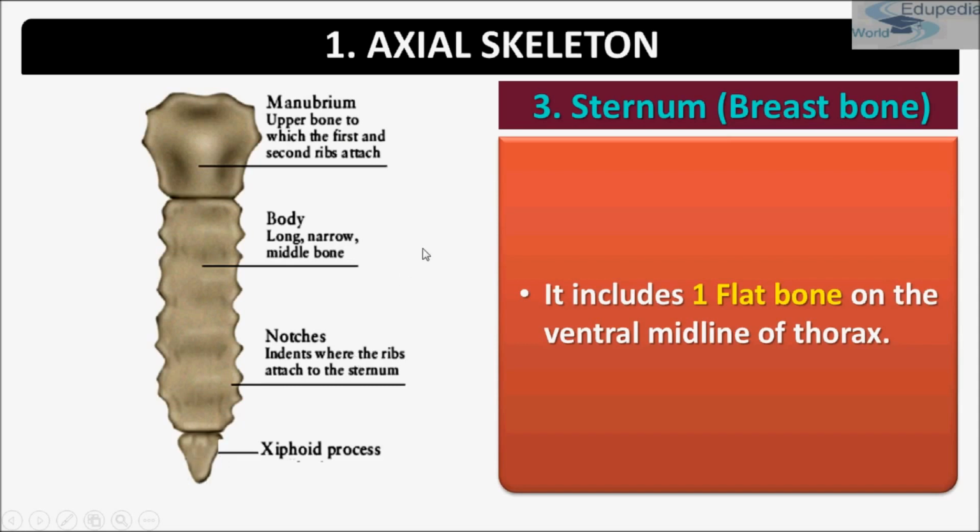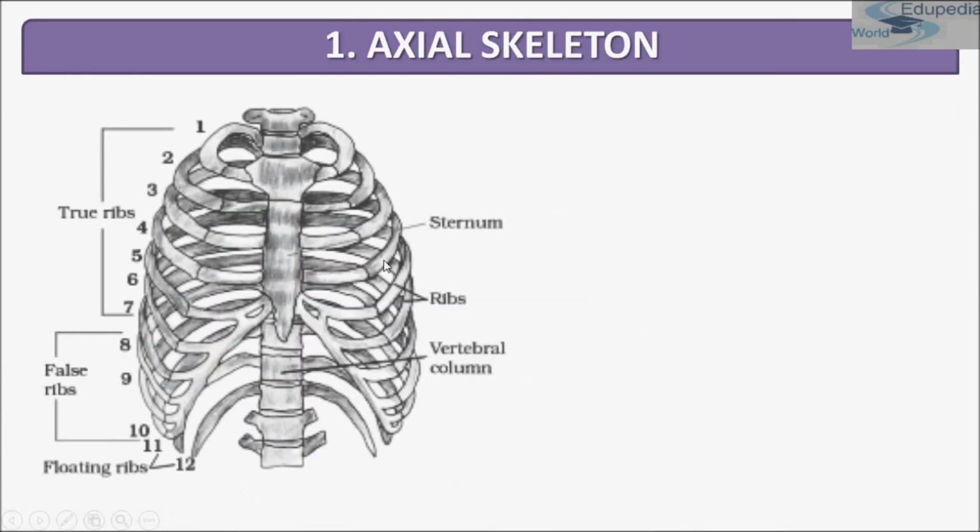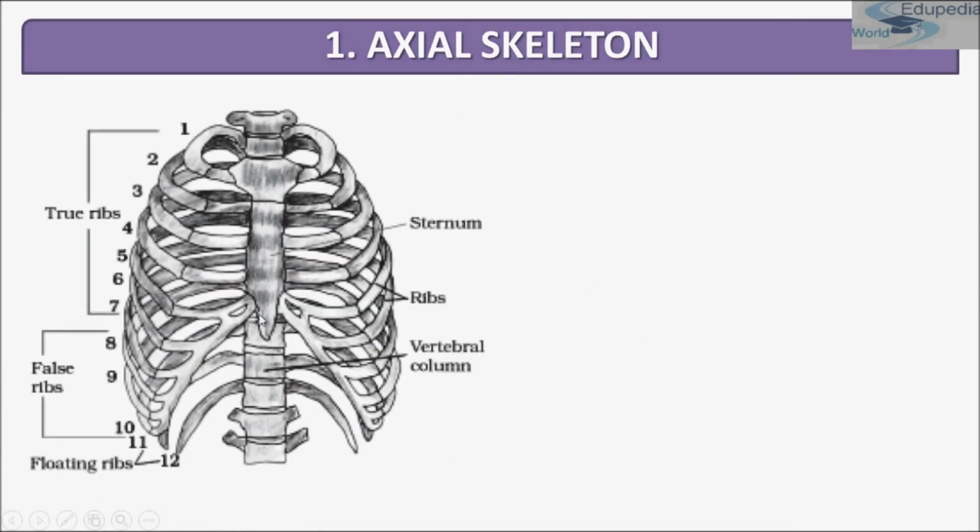So this is the sternum, that is your breastbone, which is present in the mid ventral side of the thorax, and it is a flat, elongated, dagger shaped bone, about 15 centimeter long, and through these notches ribs get attached. See, this is your breastbone, and through the notches of the breastbone ribs are attached.